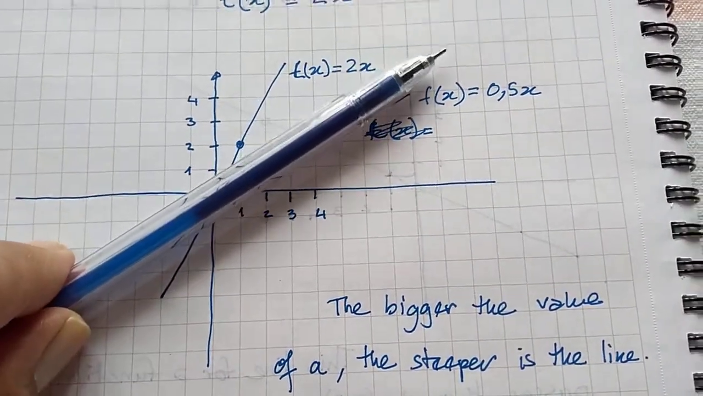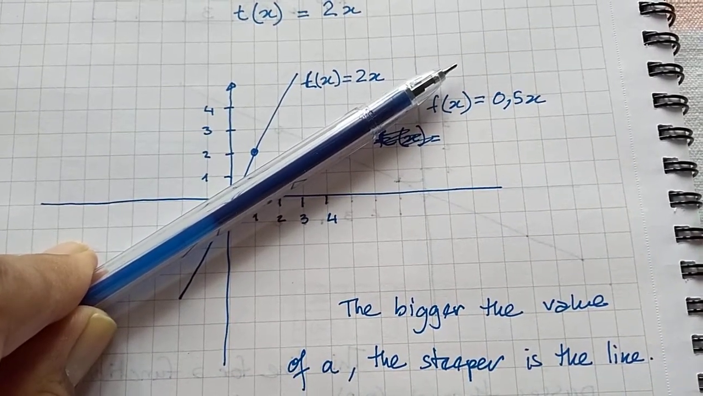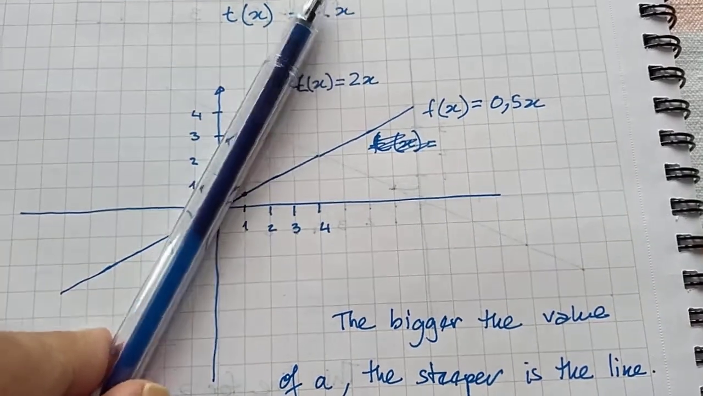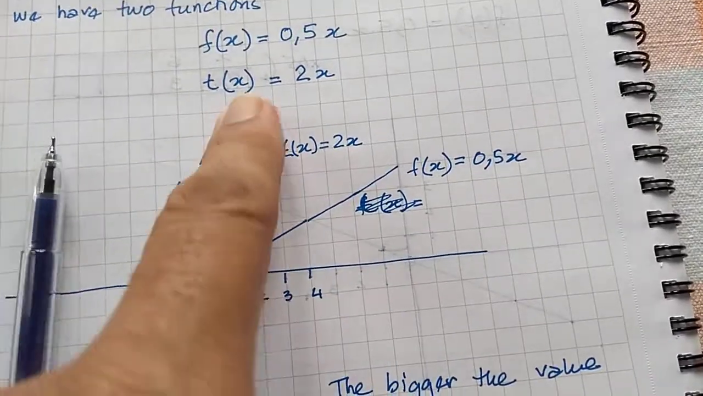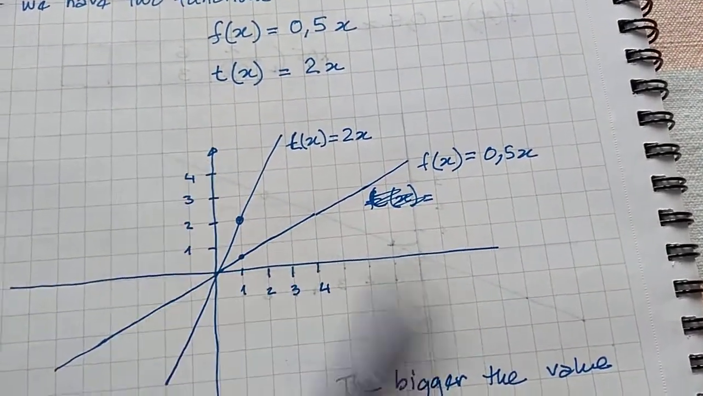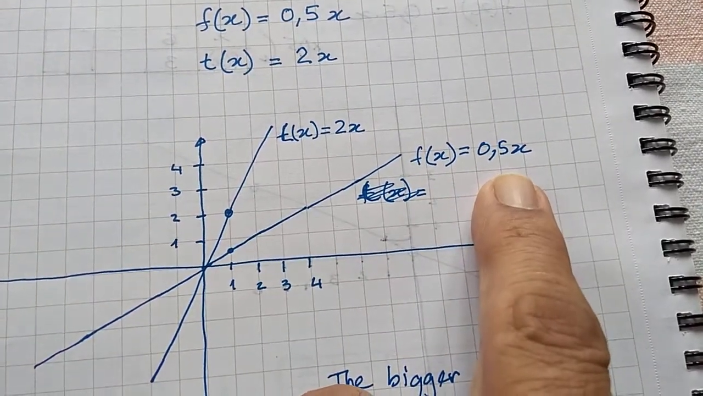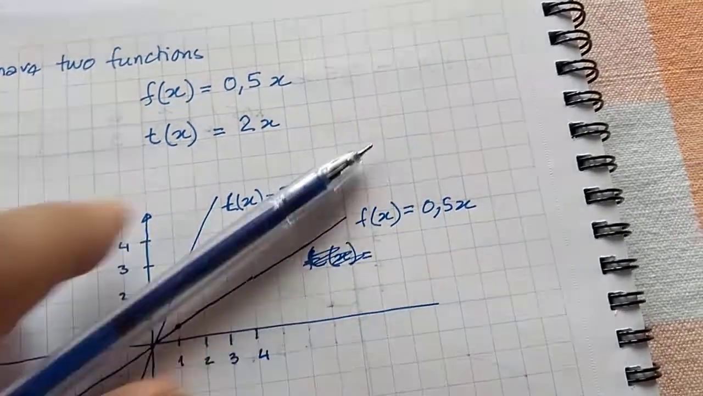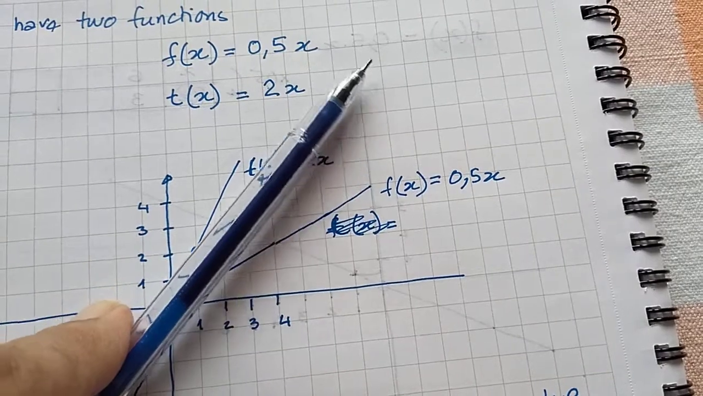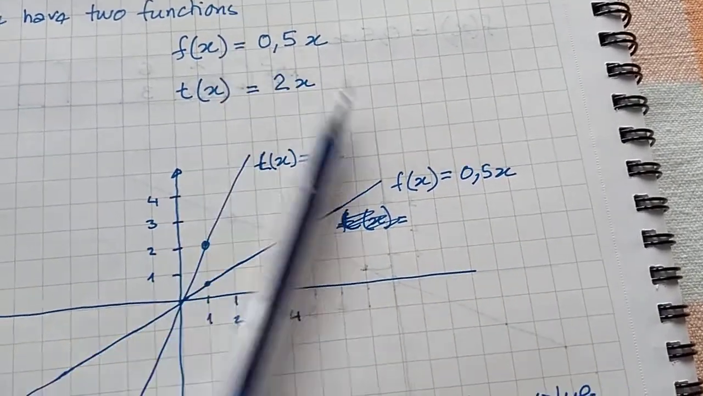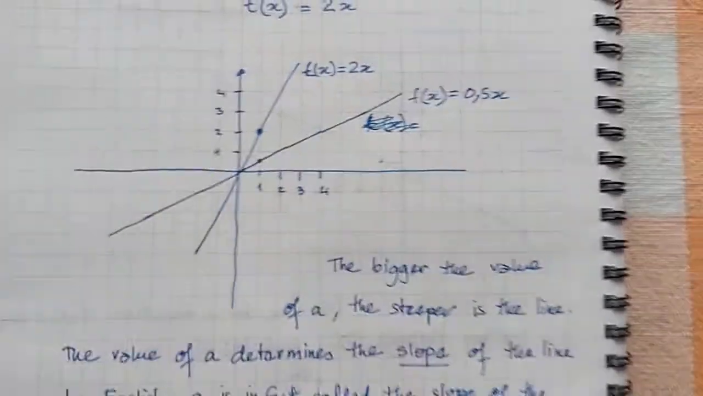So it is 2x. This one was 0.5x. If I had a third function which said z(x) is equal to 3x, that would be even steeper. It would be to the right of this line, even steeper. If I had z(x) equal to 0.1x, that would be a line which would go like this. So the bigger the value of a, the steeper the line becomes. You can just observe this yourself.